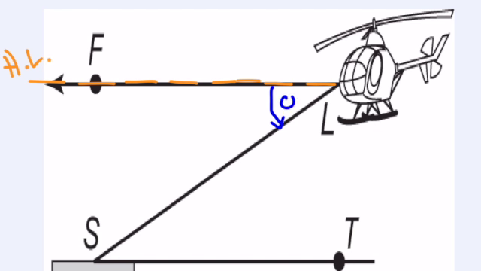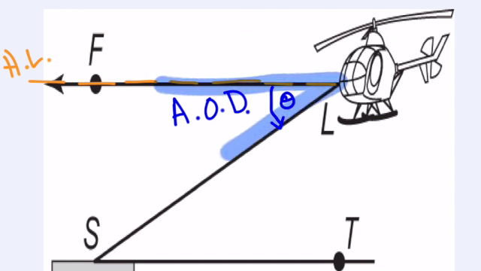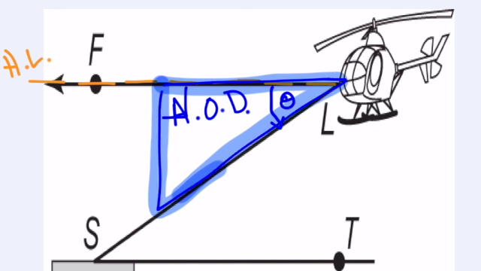If it's going down, then this angle is an angle of depression. I'll just call it AOD for now. That's going to be that angle right there. Now, if I wanted to solve a problem here, I would create a right triangle out of it. That's our goal here. We want to create right triangles out of these. It would look something like that.